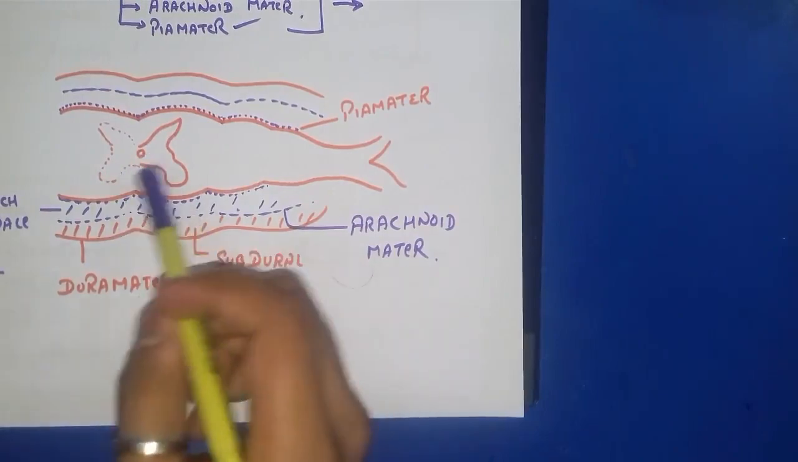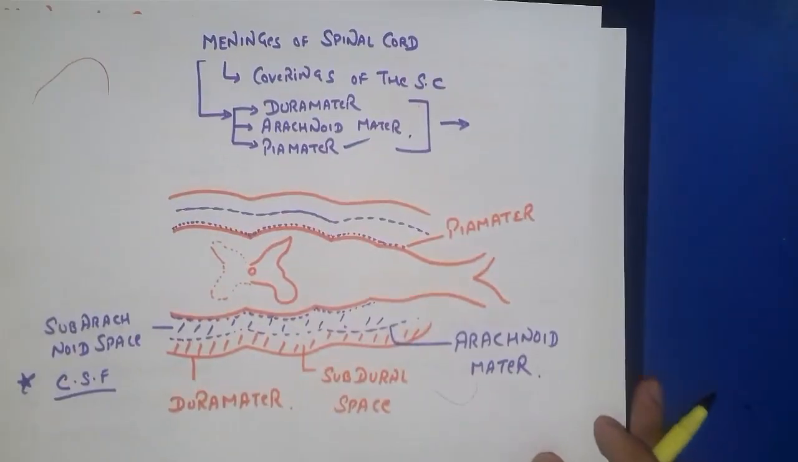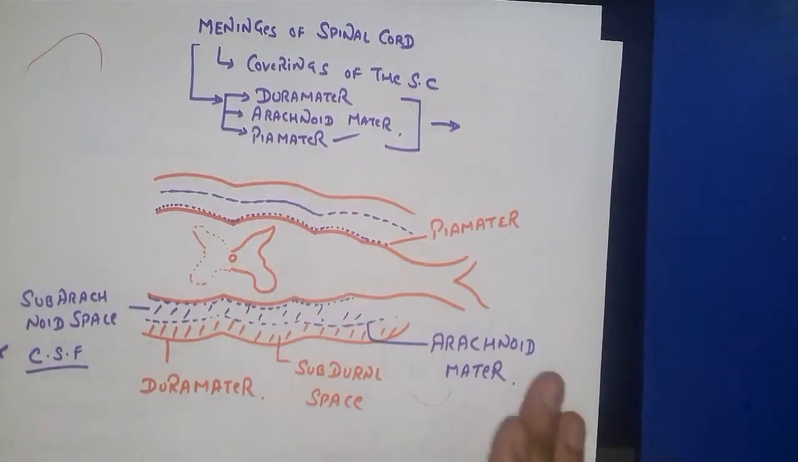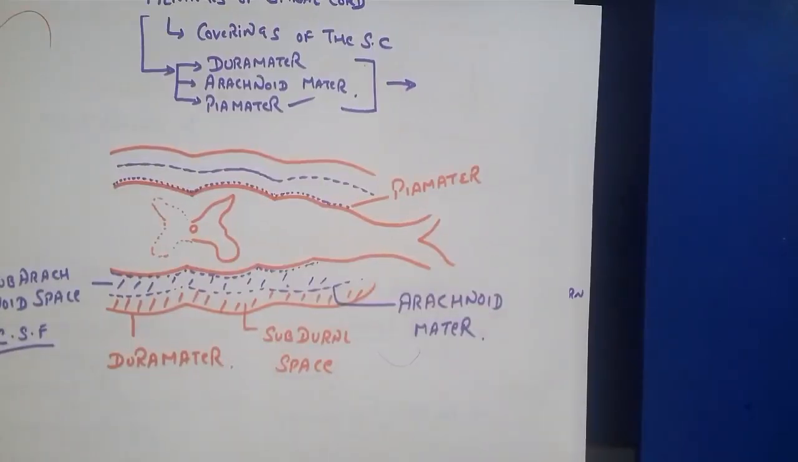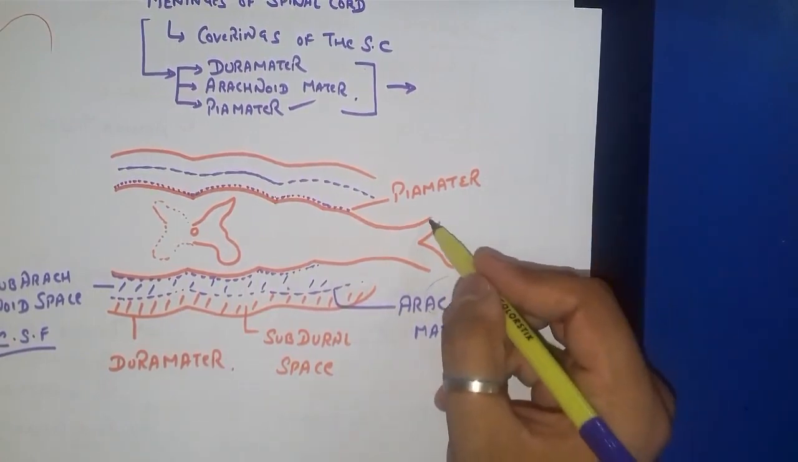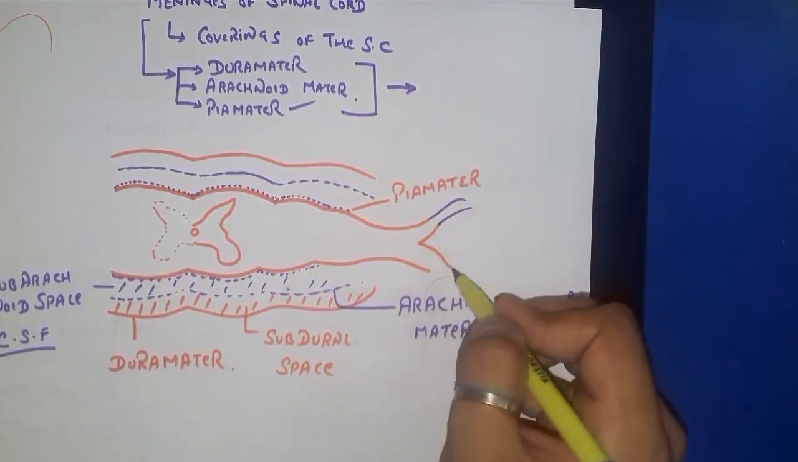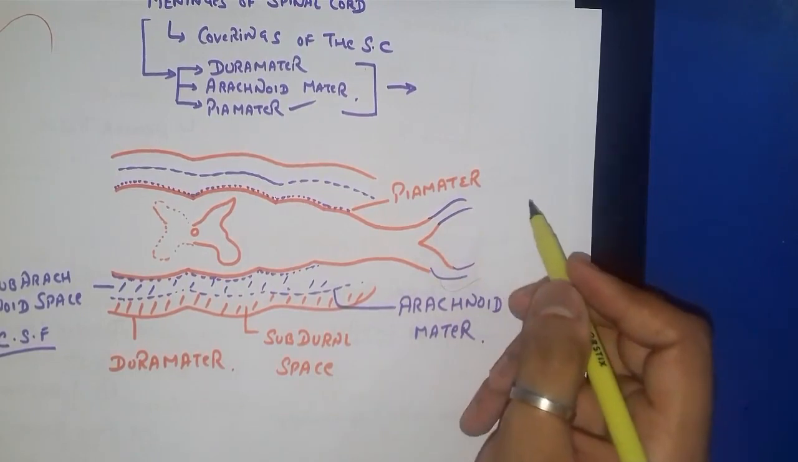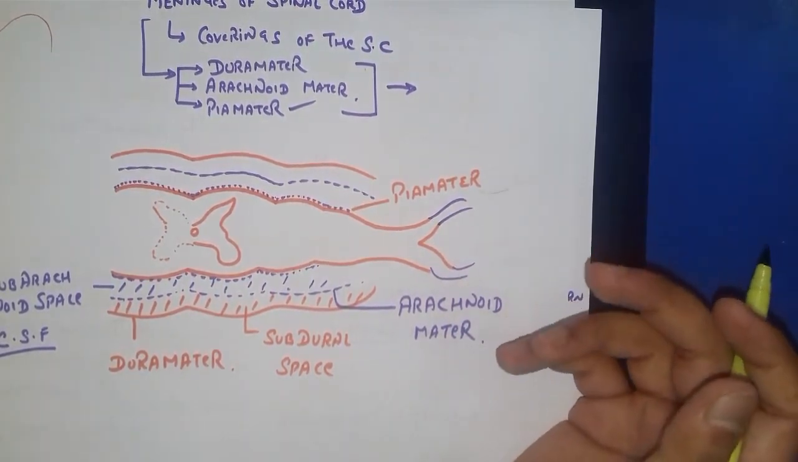Don't get confused in this portion. This is only for understanding what these layers are. Later on, from here, the spinal nerves will arise. This will be the posterior, or this will be the anterior. Posterior root or the anterior root.